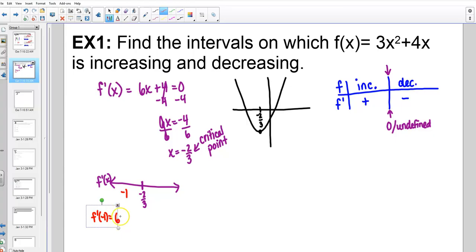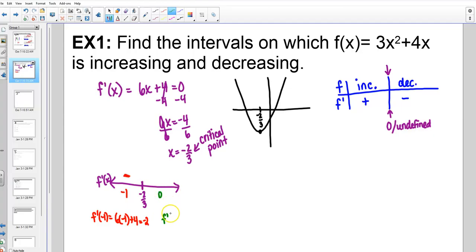So if I do 6 times negative 1 plus 4, we're just plugging it back into the derivative. That gives me negative 6 plus 4, which is negative 2. So all you really care about is you got a negative in that section. All right? And then over here, I need a number bigger than negative 2/3. What would be an easy number to use there? 0 or 1. Both are very easy right there.